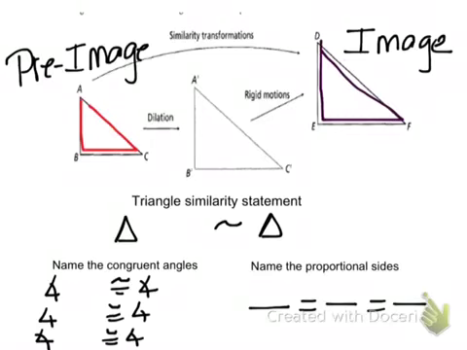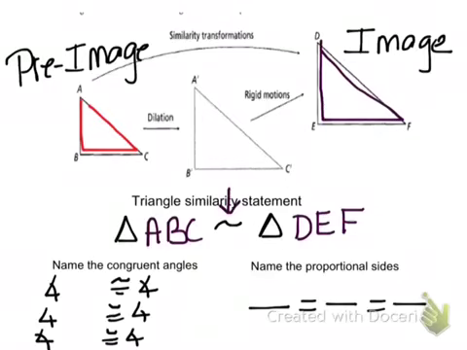All right, so if we write our similarity statement and we start at the top, we would say triangle ABC and name the other one in the same direction, triangle DEF. And that is our similarity statement. This is our similarity symbol.